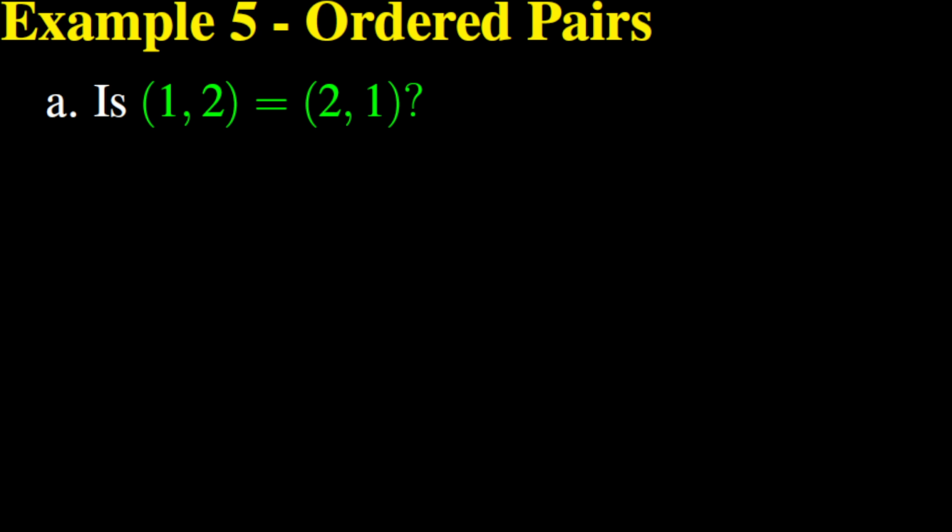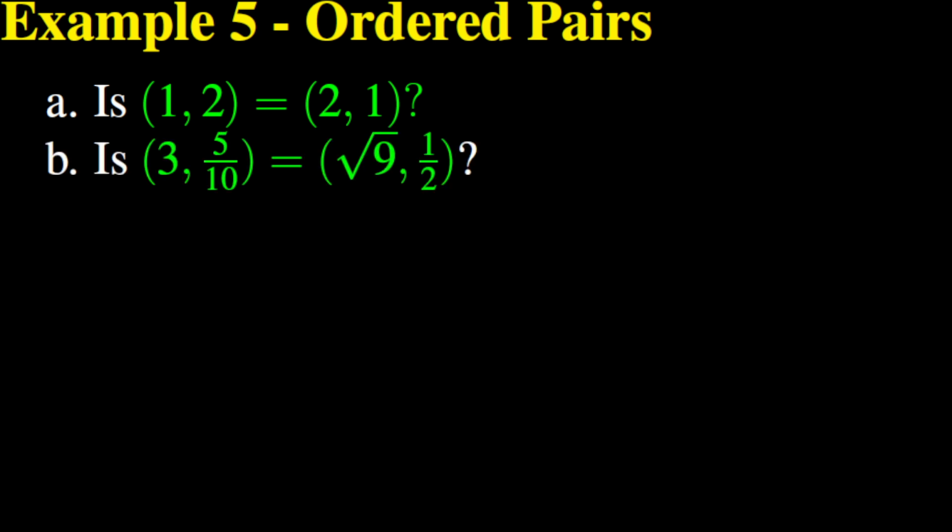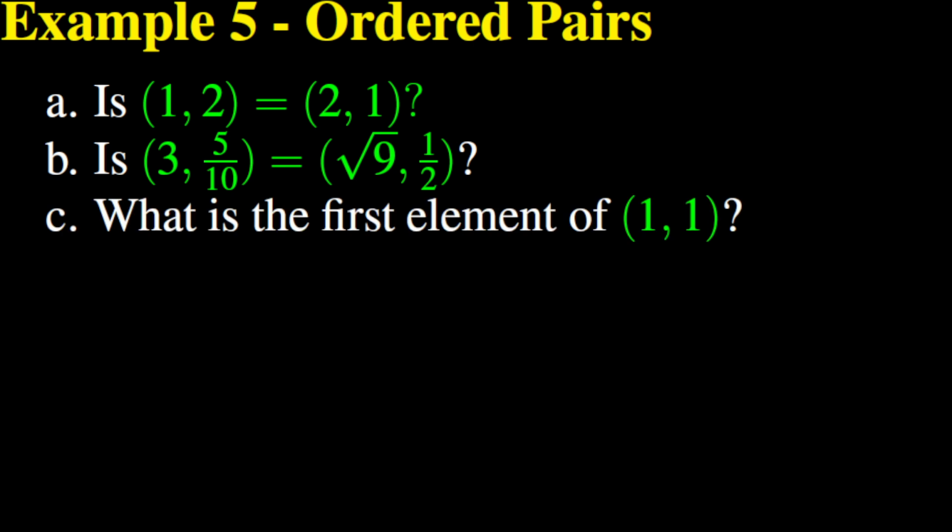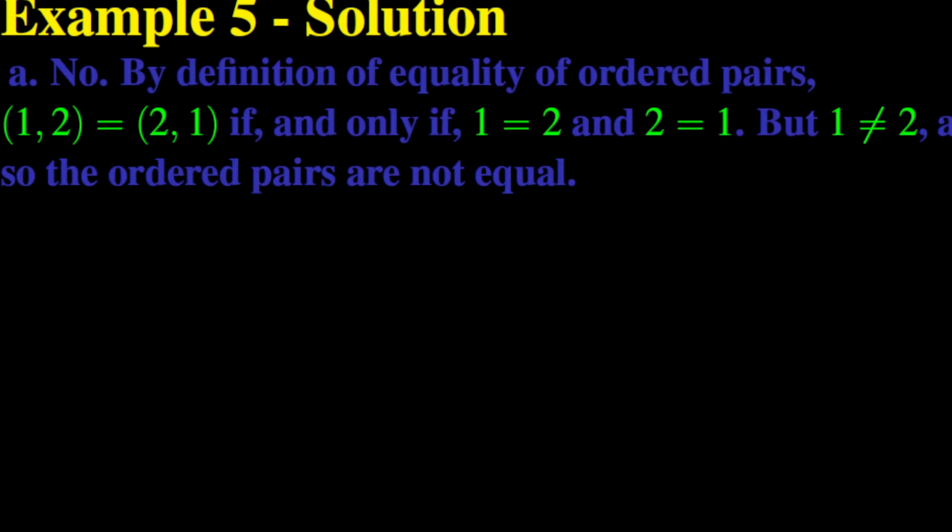Example 5. Question A: Is the couple (1, 2) equal to the couple (2, 1)? Question B: Is the couple (3, 5/10) equal to the couple (√9, 1/2)? Question C: What is the first element of the couple (1, 1)? Let us go over the solutions.